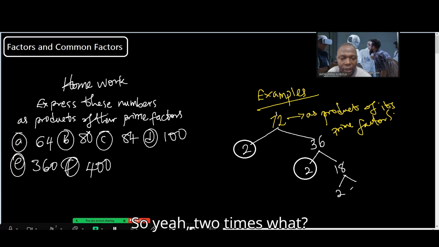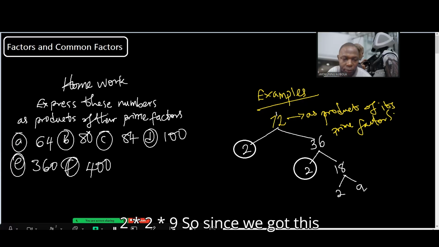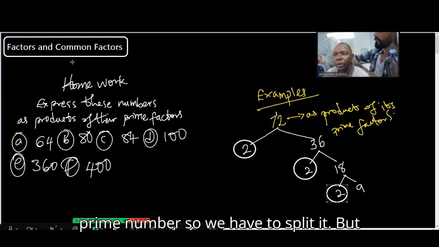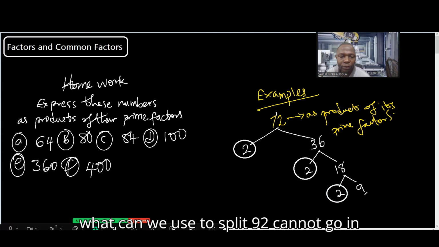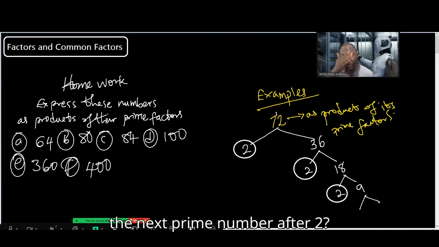2 times what? Two times 2 times 9. So since we get this, we have another prime number. Now 9 is not a prime number, so we have to split it. But what can we use to split 9? 2 cannot go in 9. So what are we going to use? What's the next prime number after 2?